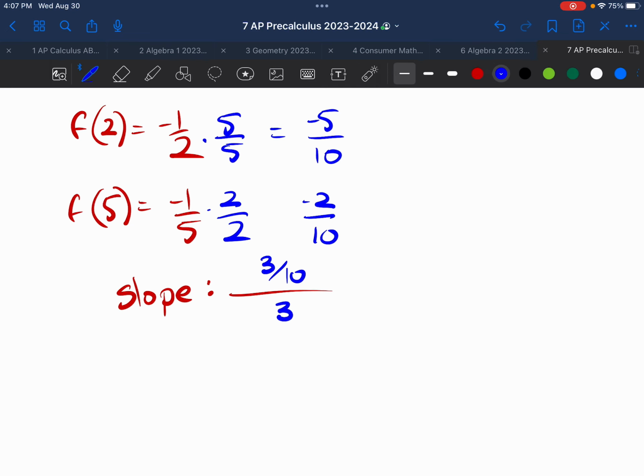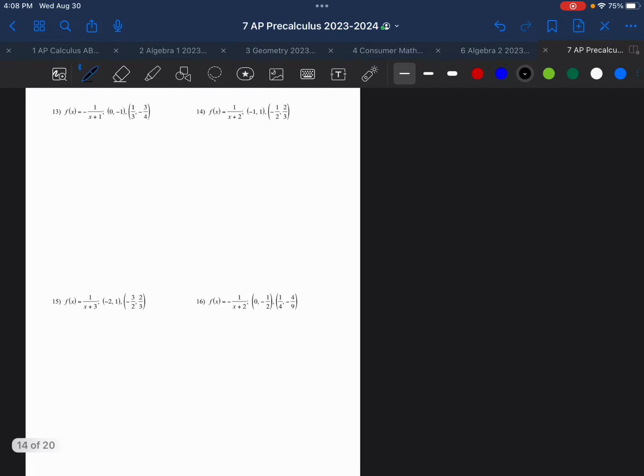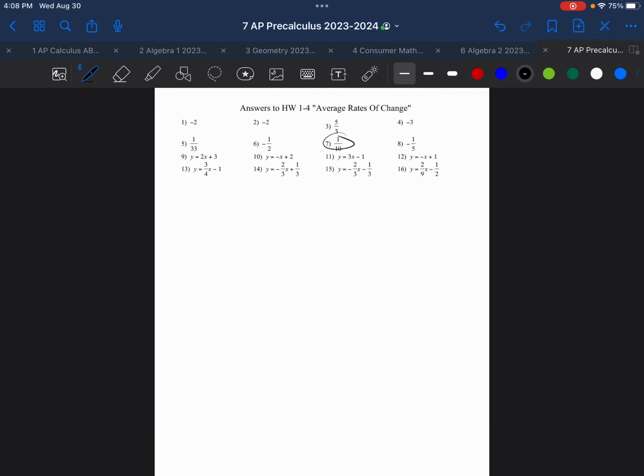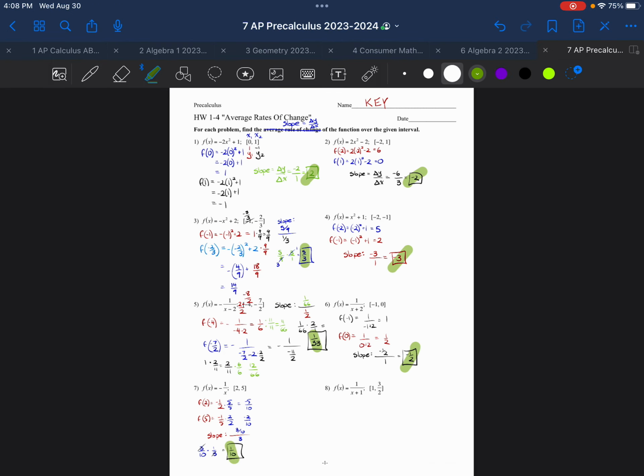So I'm going to keep it, change it, flip it. Technically it's over 1, right? So I flip it and it's going to be 1/3. And then notice you're going to have some cross canceling, and this is going to be 1/10 for our slope. And I box it. 1/10 for number 7. I got it right. I can highlight it in green. Hooray.